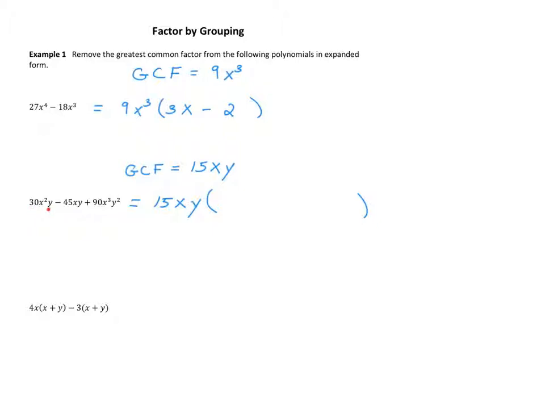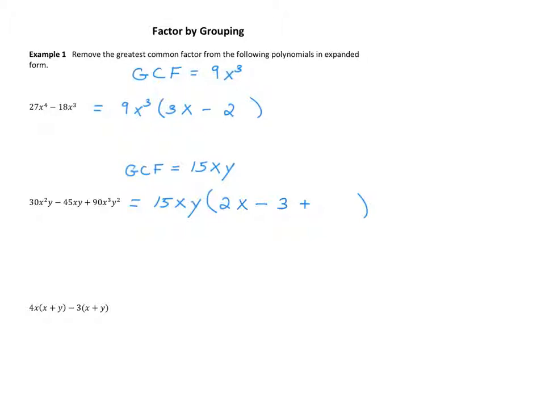So 30x squared y, if you take out 15, you're going to be left with 2. Okay, if you take out an x, you're left with an x. And if you take out a y, there are no y's left over, and so we get 2x. Continuing, we get minus. If I take out 15 from 45, I'm left with 3. And if I take xy from an xy, there's actually no variables left over. Okay, now we have 90x cubed y squared.